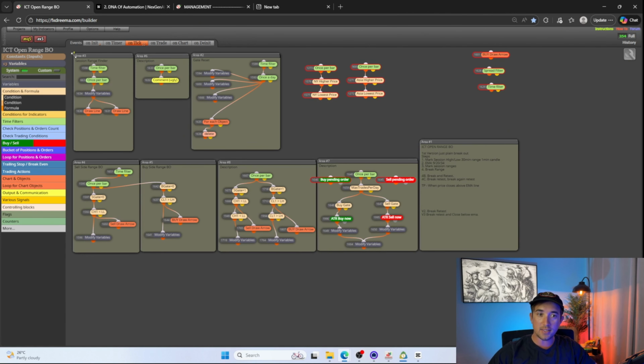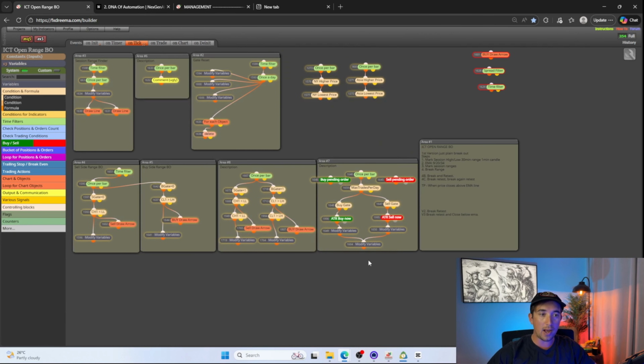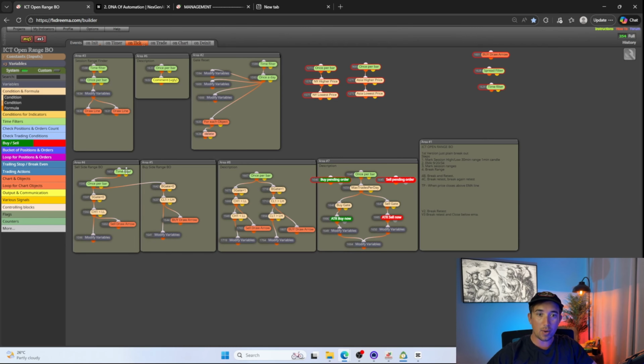I coded ICT's Open Range Breakout into an algorithm, and this is exactly how I did it step by step. Firstly, what I did is added a time filter in there. We need to trade between 10:31 to 10:32, and this is to find the session range finder because we're trying to find from 10 to 10:30.